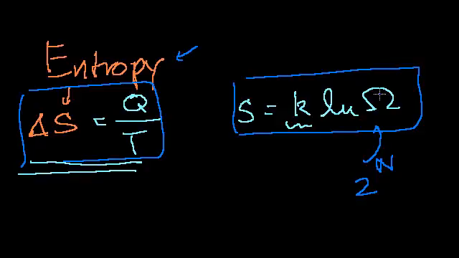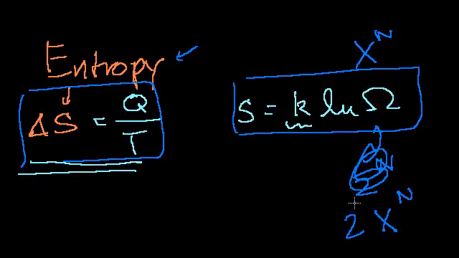This was x to the n the first time, and then the second time, when we doubled the size of our room or our volume, it was x to the n times 2 to the n. I just want to make sure you realize what this omega relates to relative to what I just went through.